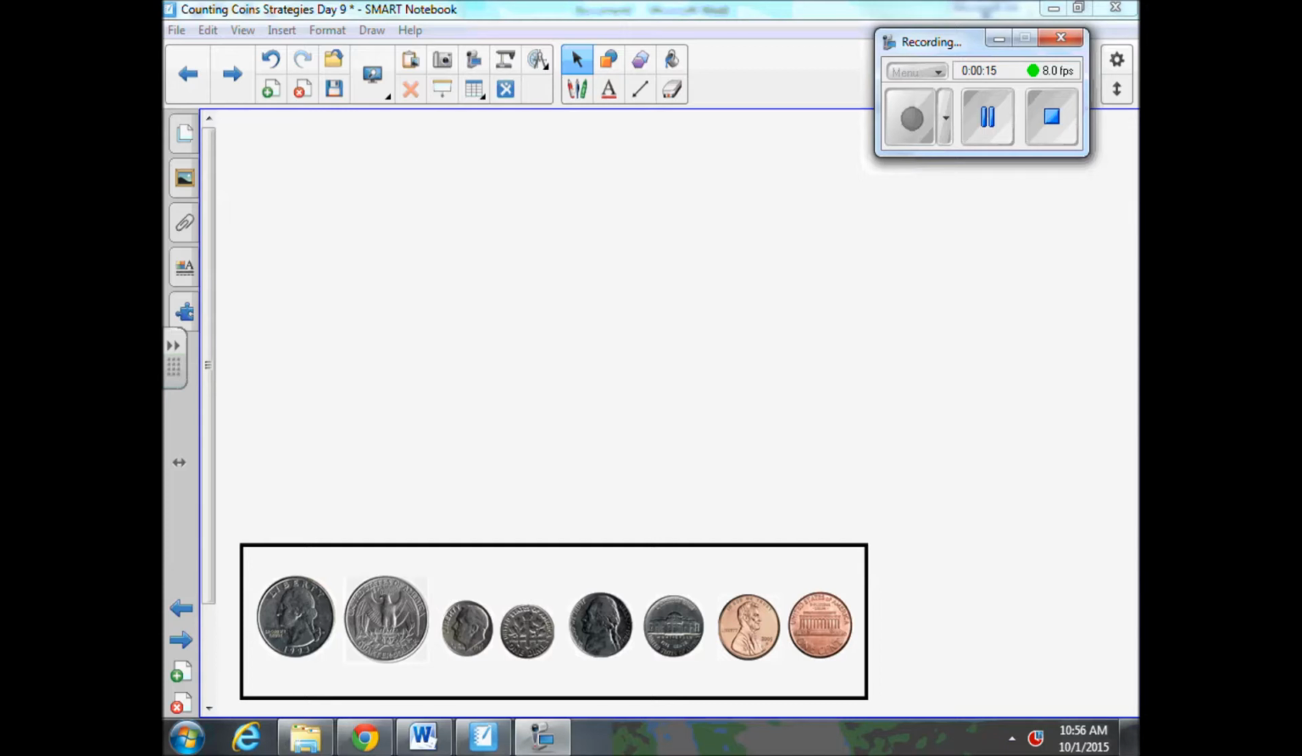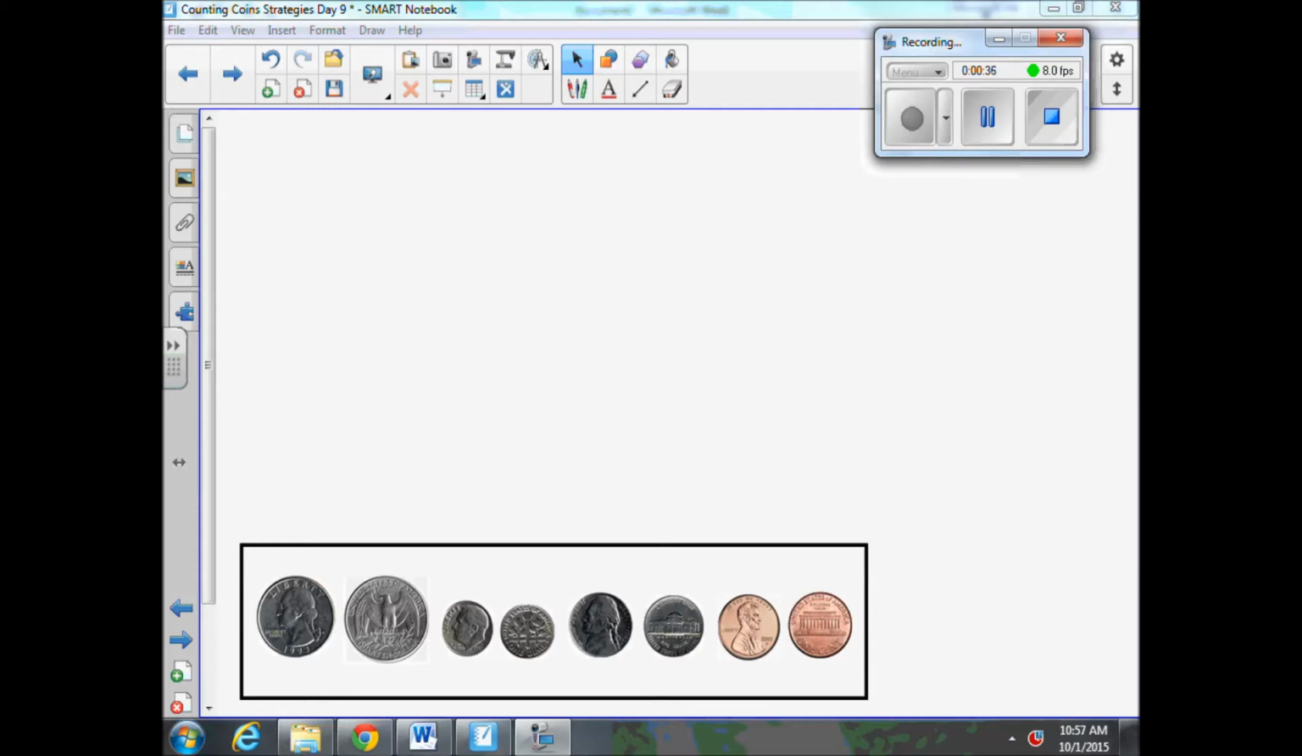We know that if we're looking at this coin right here, it's called a penny. Penny. And the value of that penny is 1. So when we're counting pennies, we're going to count by 1. Exactly, we're going to count by ones, and I think you pretty much know that one.